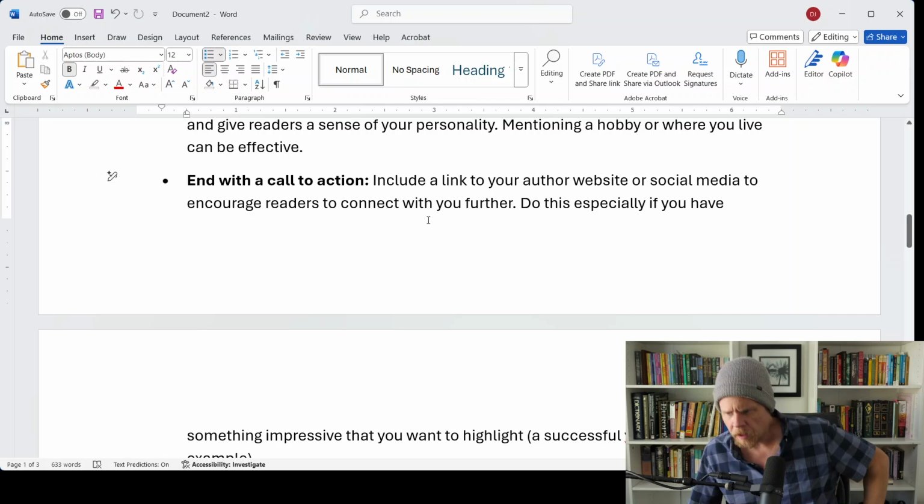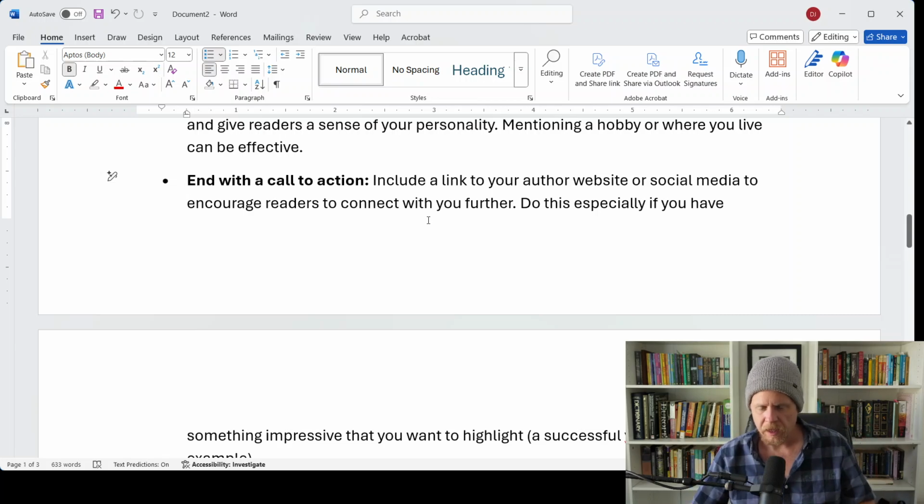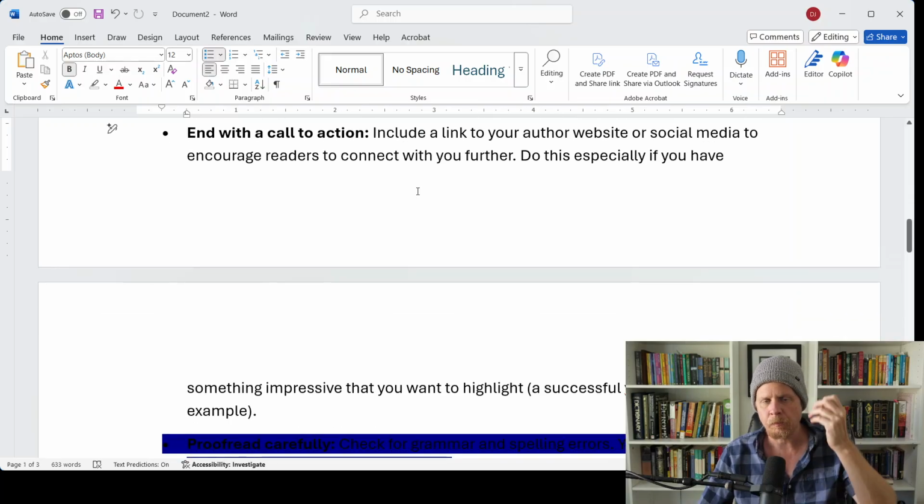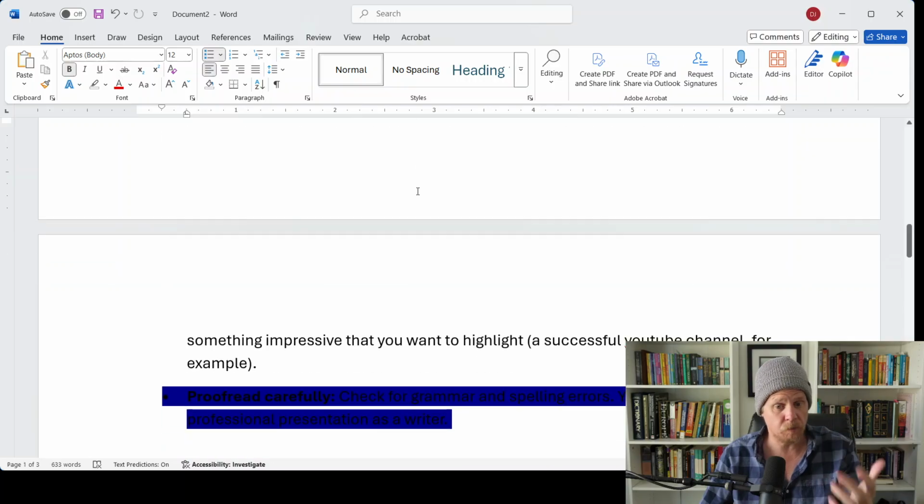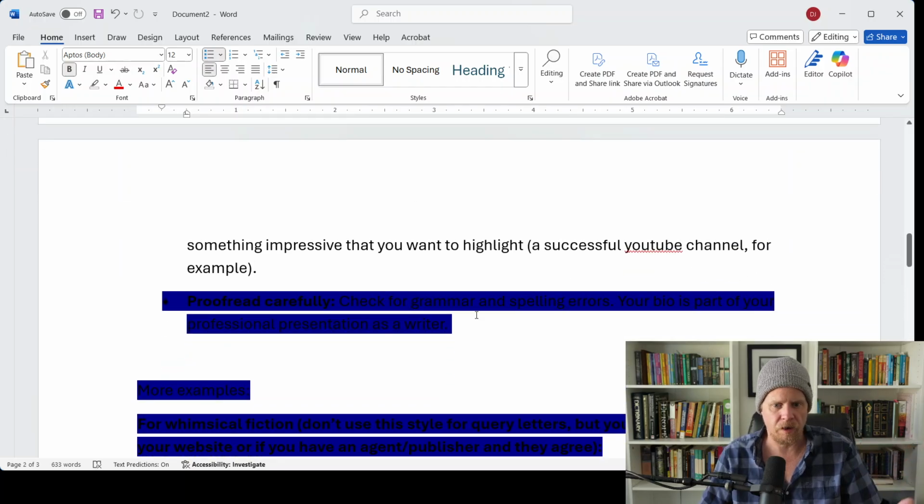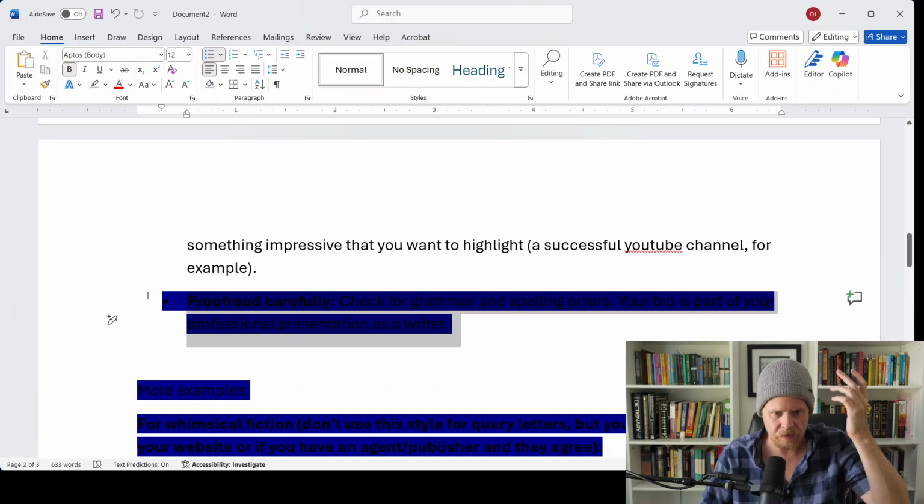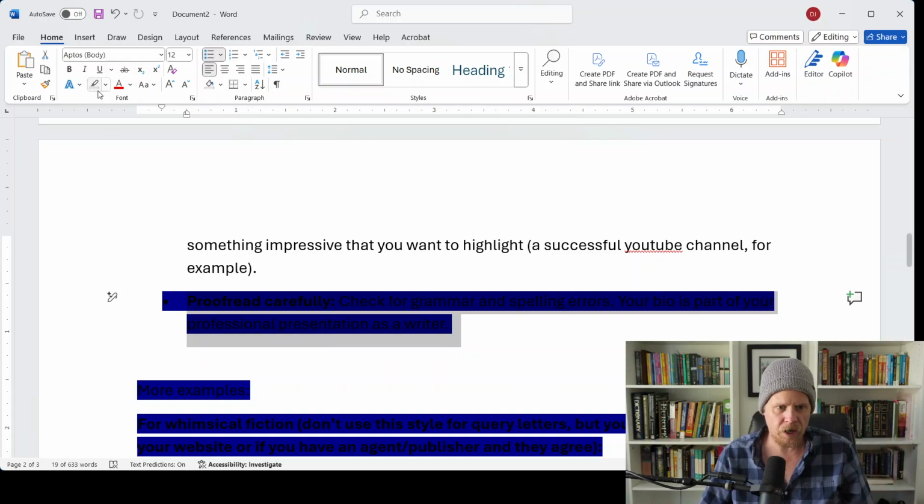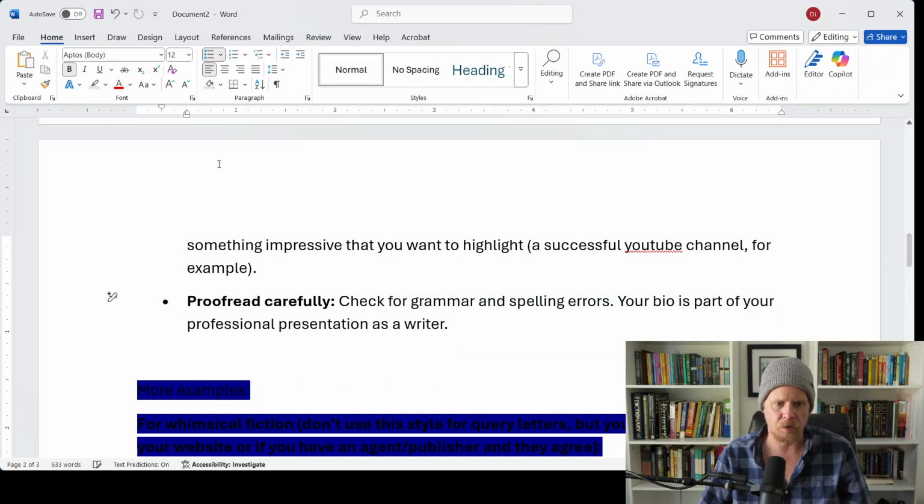Also, depending on the context, it can be a great idea to end with a call to action. Potentially you want to include a link to your author website or social media to encourage readers to connect with you further. You especially want to do this if you have something impressive that you want to highlight, for example, a successful YouTube channel. If you have 50,000 subscribers or even 10,000 subscribers, definitely share that. Or if you've got a website that you're really proud of.